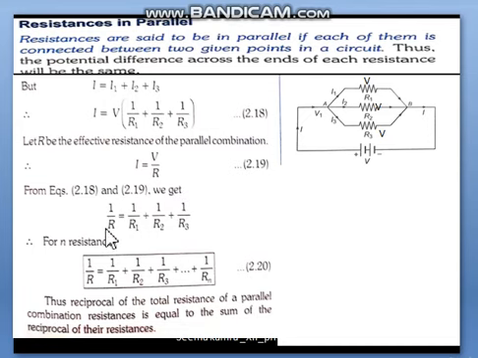That means 1 by R equals 1 by R1 plus 1 by R2 plus 1 by R3 is the answer. That means in case of parallel combination of resistances, we get the net answer by reciprocal addition of resistances. Reciprocal addition means 1 by R1, 1 by R2, like that. In series we were doing direct addition, simply R1 plus R2 plus R3, and in parallel we are doing reciprocal addition. So 1 by R equals 1 by R1 plus 1 by R2 plus 1 by R3. Now we will practice some questions based on series and parallel combinations that are very important.